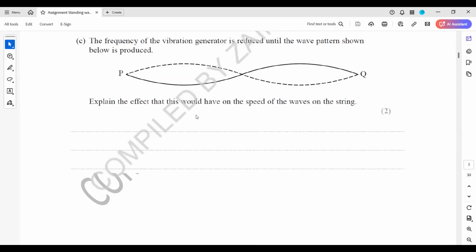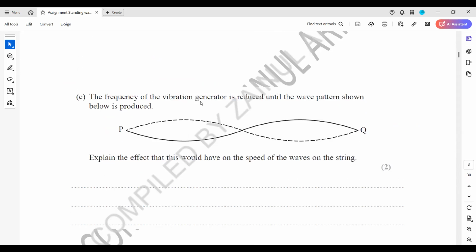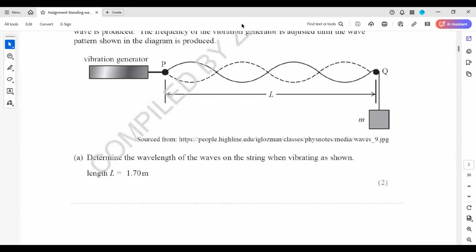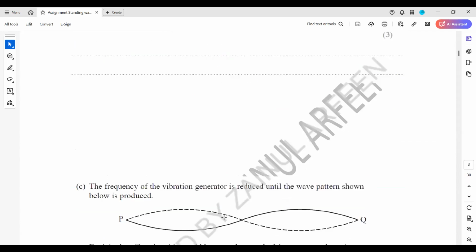The frequency of the vibrating generator is reduced. How do you know the frequency? Because as you can see, if you reduce the frequency, the mass is stationary. The mass which is attached here is not changing. That's why the tension in the string is constant. We can change the mass by adding a different load.